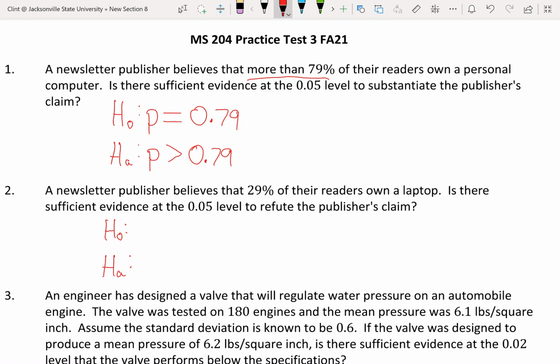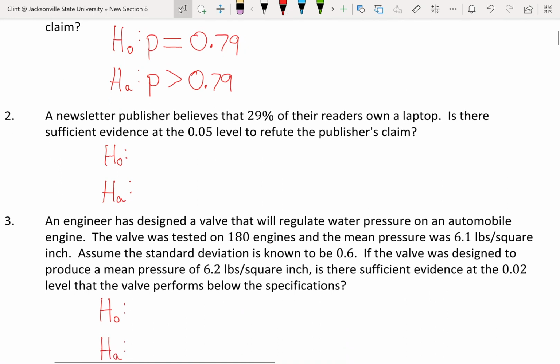Questions on that one? Yeah, the percentages are P's. Sometimes I don't spell it out if it's a mean, but the other ones are means, so you use the mu. So it looks like we'll have P again on number 2.